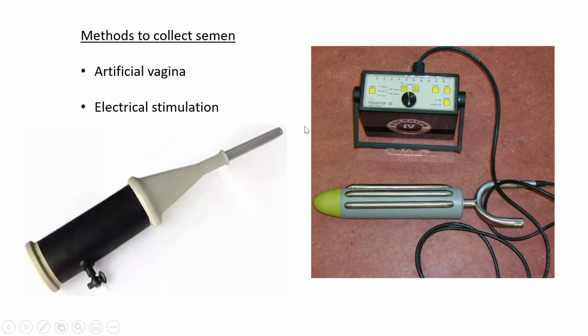So again, the difference is here electrical stimulus is used. In this case, no electrical stimulus. The bull has to be made excited in a different way, and then the sperm is collected.